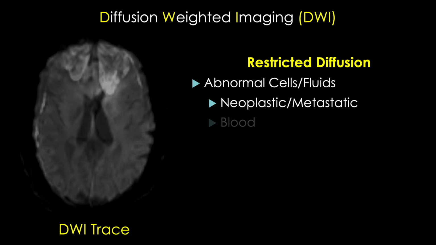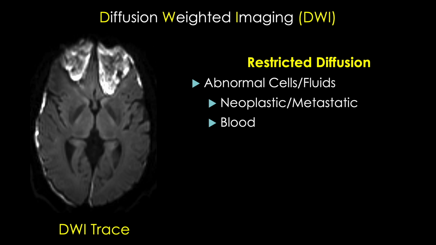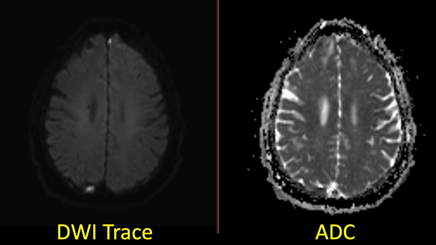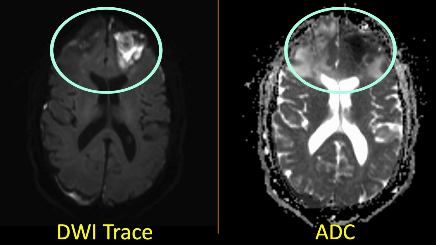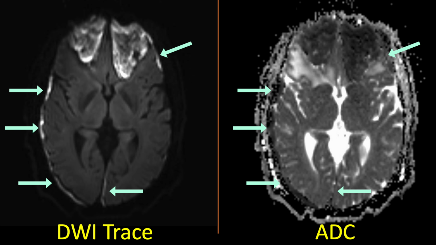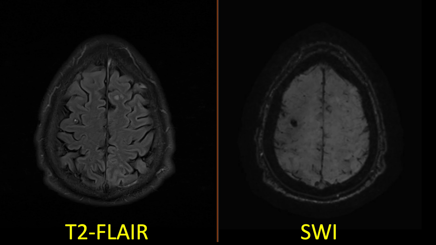The first being blood. That's right, blood causes restricted diffusion too. In this example, we see large hemorrhagic contusions causing restricted diffusion within the anterior frontal lobes due to trauma. We also see subdural hemorrhage along the bilateral cerebral convexities. The nice thing about acute blood is that we can see it on many sequences, such as these FLAIR and SWI sequences.